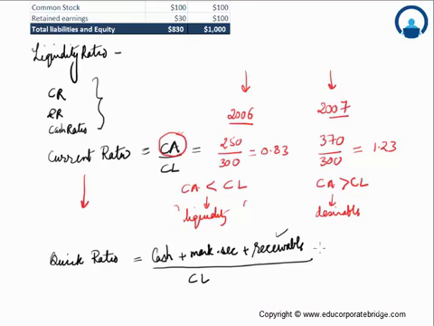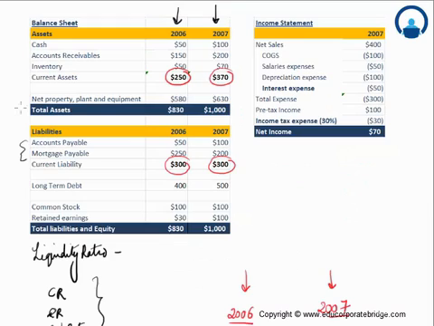So let us go back and see how this formula will work out. Here we have cash as 50 and accounts receivables as 150 for 2006. So this comes out to be 200, and for 2007 this is 100 plus 200, that is 300. Please note that we don't have marketable securities here, so we will consider only these two. On the denominator side the current liability will still remain the same. It is 300 and 300 for both the cases. So for year 2006 this is 200 by 300, and for 2007 this is 300 by 300.